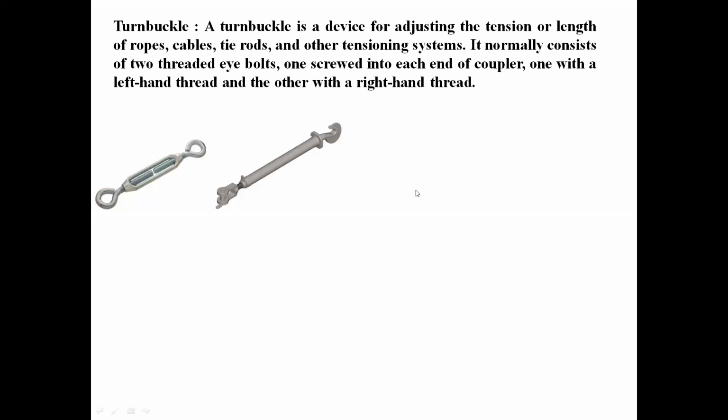So it has very simple parts. You can look at the figure. There are two threaded eye bolts. One has a right hand screw, another has a left hand screw, which are combined together by using an intermediate link, which is called a coupler.